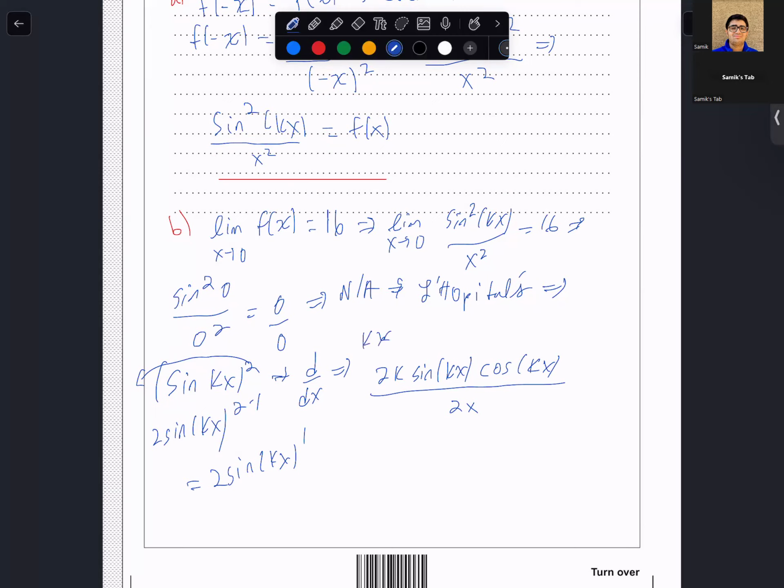So this will become the constant only is remaining. So the k also comes in this case. Okay, so this is quite simple differentiation. And now if I am going to put the 0 into this equation, let's see what happens. 2k sine of 0 cos of 0 upon 0. So this is again indeterminate form.